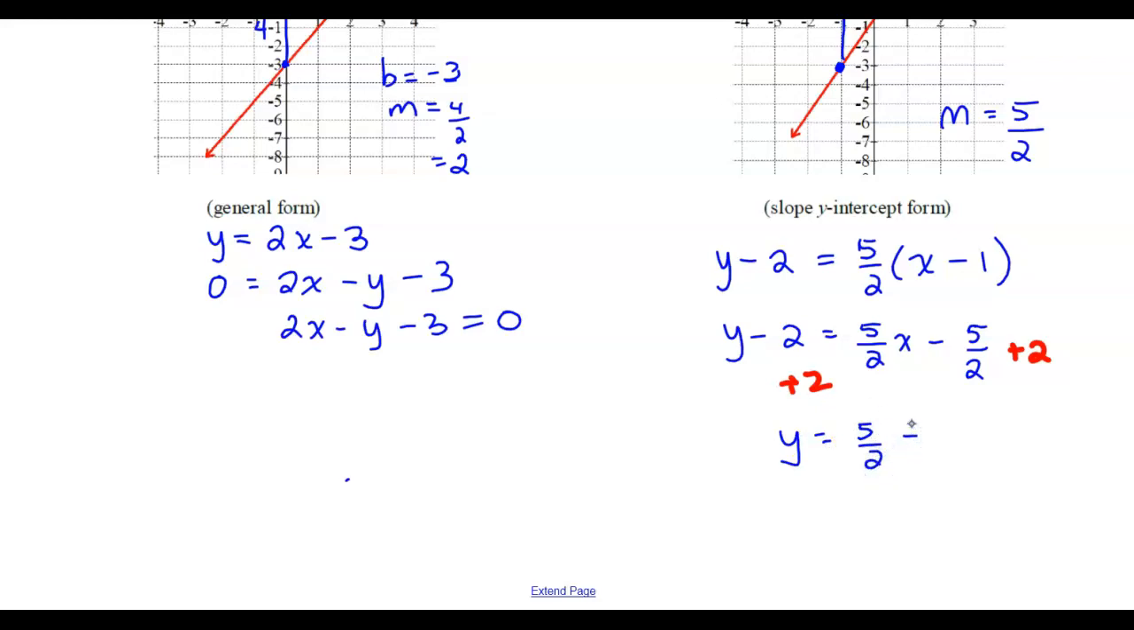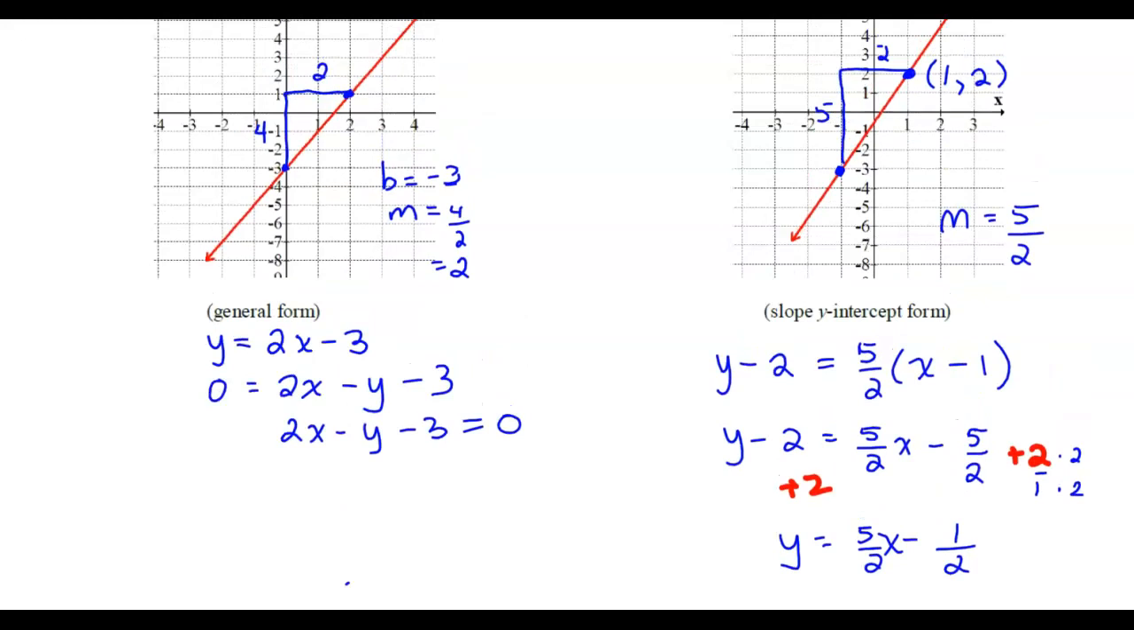Okay, so negative 5 over 2 plus 2. Well, that's going to be the same as 4 over 2. So negative 5 plus 4 is negative 1 over 2. Oh, I forgot the x there, sorry. Okay. So take a look at your graph. Does the y-intercept look like negative 1/2? Well, it looks pretty darn close, right? So you are, good way to check.